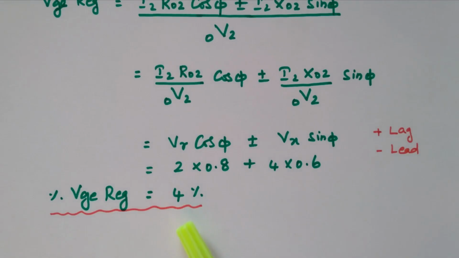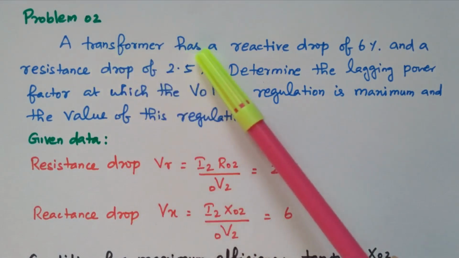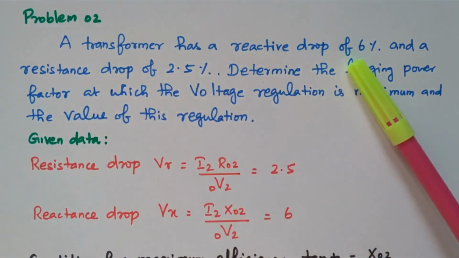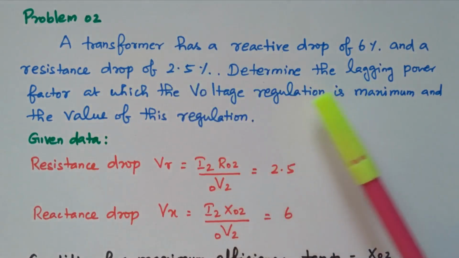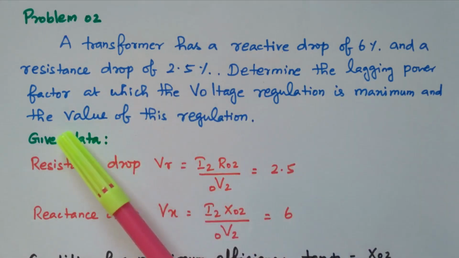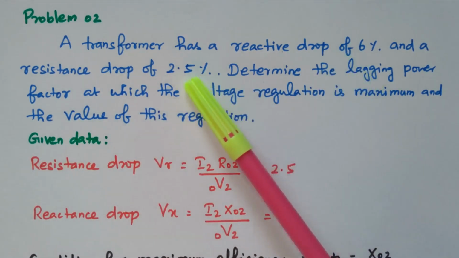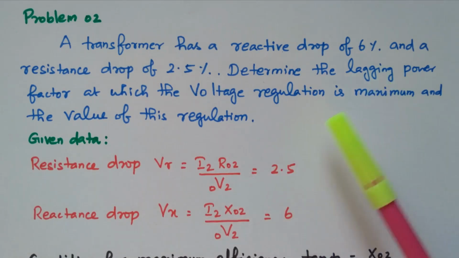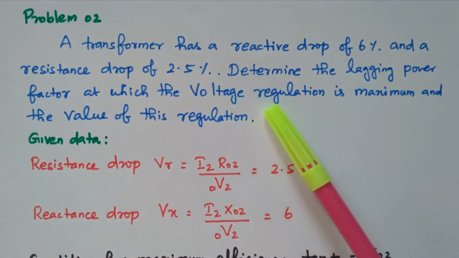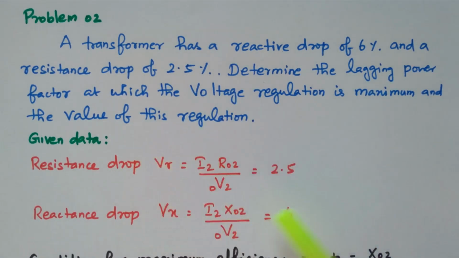Now we'll go to the second problem. A transformer has reactive drop of 6% and resistance drop of 2.5%. Determine the lagging power factor at which the voltage regulation is maximum and the value of regulation. So the resistance drop and reactance drop are given. We need to find the lagging power factor, and the condition given is that voltage regulation is maximum. And also we need to find the value of the regulation, right?